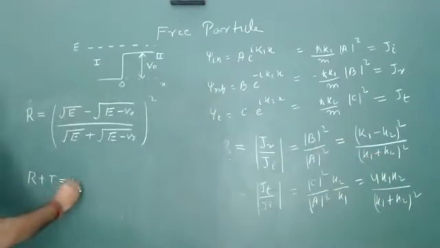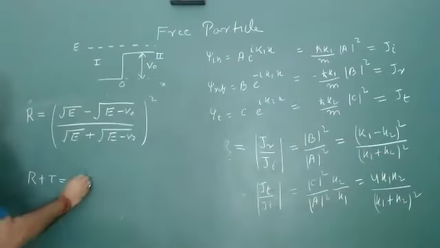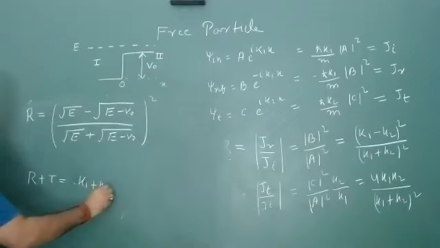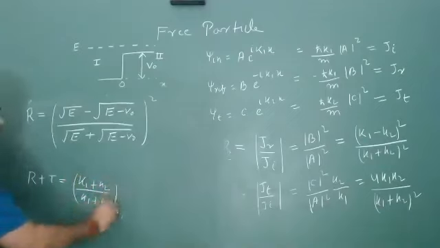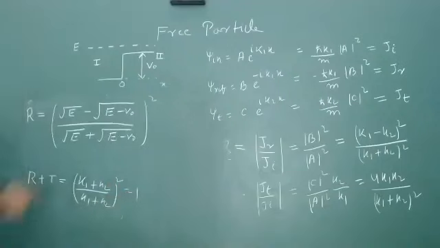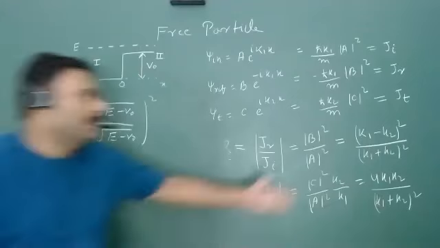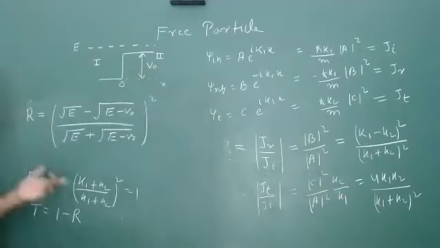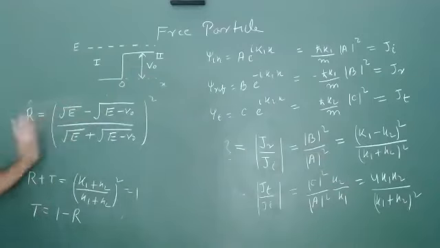So this will be exactly (k1 plus k2) upon (k1 plus k2) whole square, and that will be 1. So if we can get the reflection coefficient, the transmission coefficient is 1 minus r, or you can easily find it from here also. But I am used to using this particular formula.